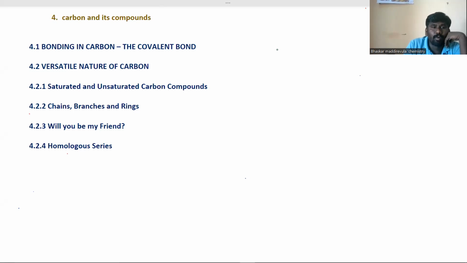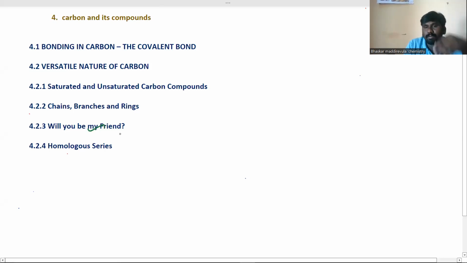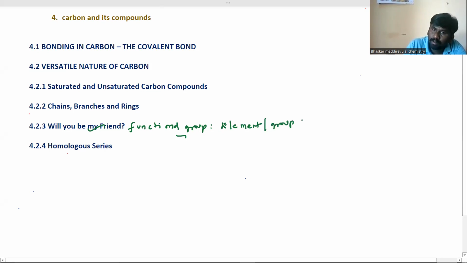So next, under 4.2.3, this is also a somewhat important topic. This is about functional groups. First they may ask the question, define the functional group. So what is called a functional group? An element, heteroelement, or group of elements. Heteroelement means other than carbon and hydrogen.